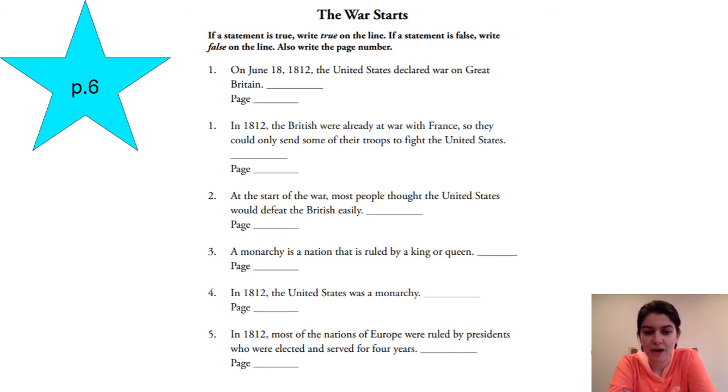Last one on this page, number 5. In 1812, most of the nations of Europe were ruled by presidents who were elected and served for 4 years. Listen to that one carefully. Is that true or false? And write the page number where you found your answer.